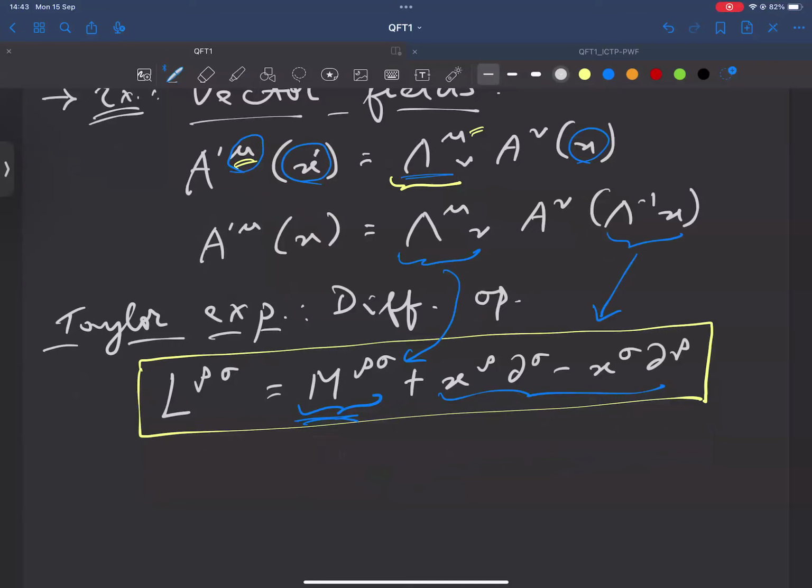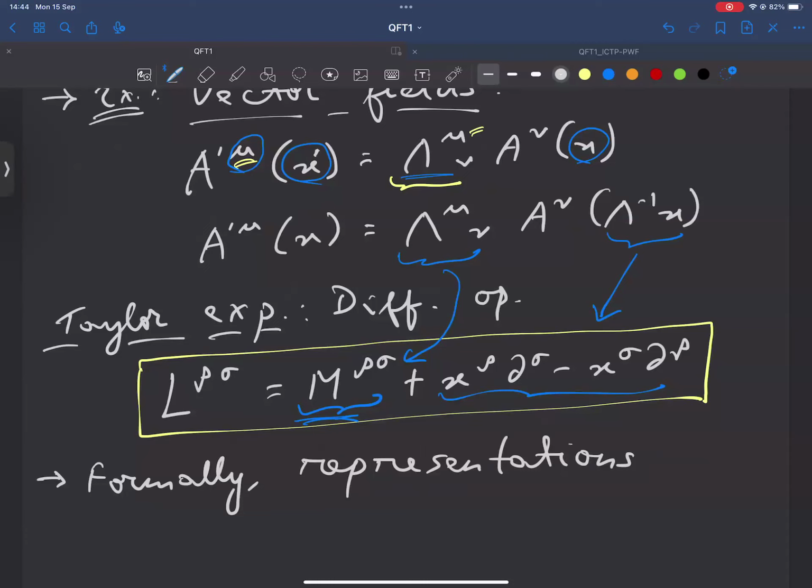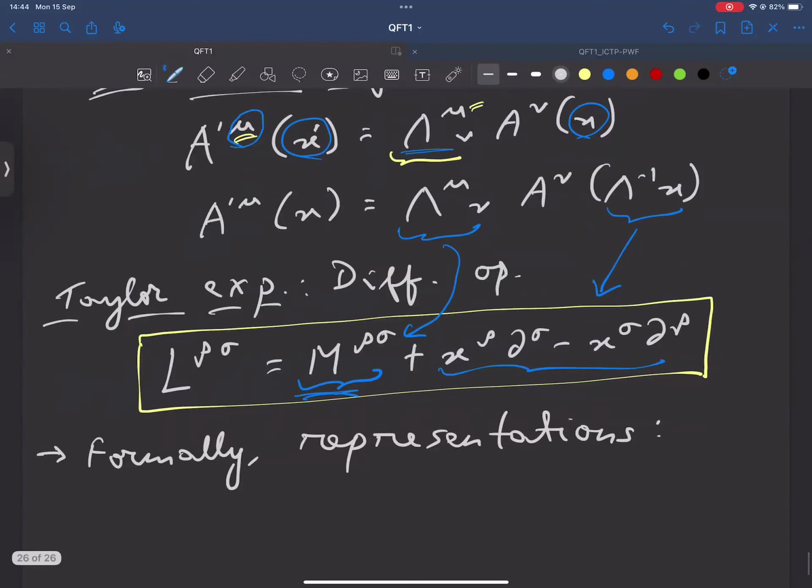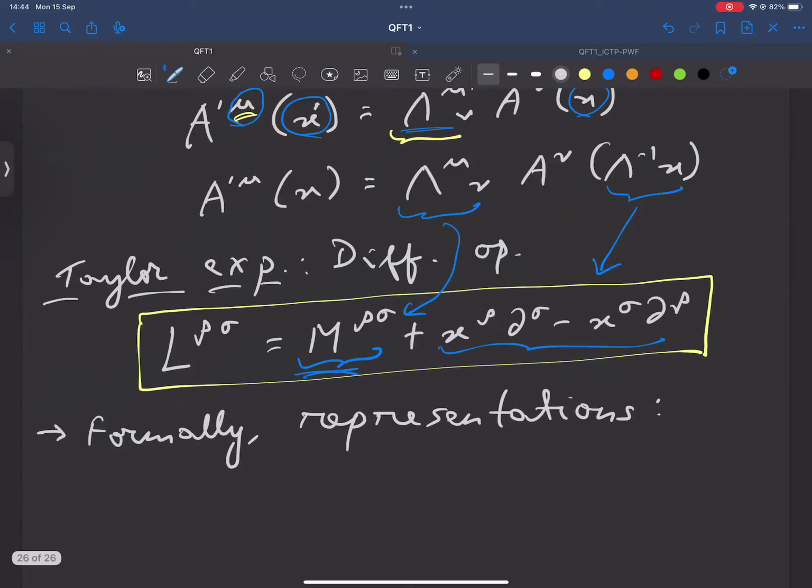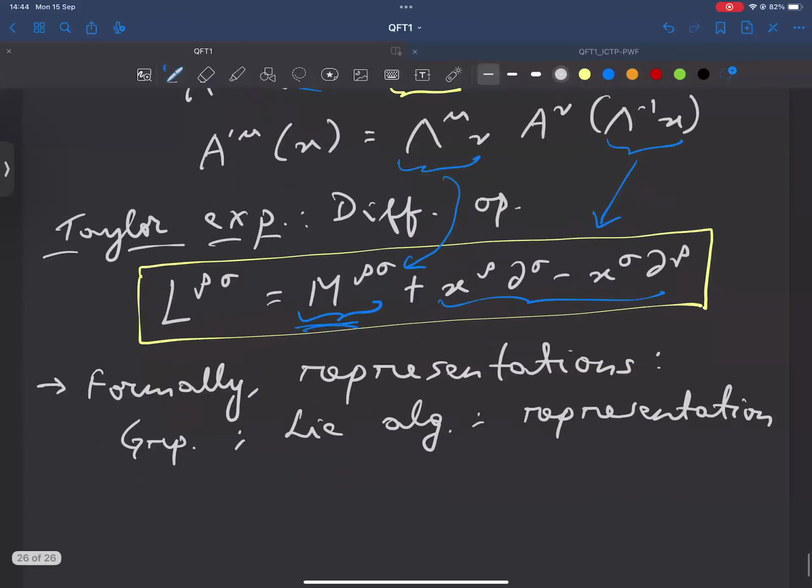So with that exercise being said, now let's formally discuss what are called representations. Okay. Because we now have built everything that we need to discuss representations and formally motivate them. So we saw groups, we saw their Lie algebras, and now we want to discuss what are called representations. So actually, in a way, we have already seen this, but let's now formally see what they are.